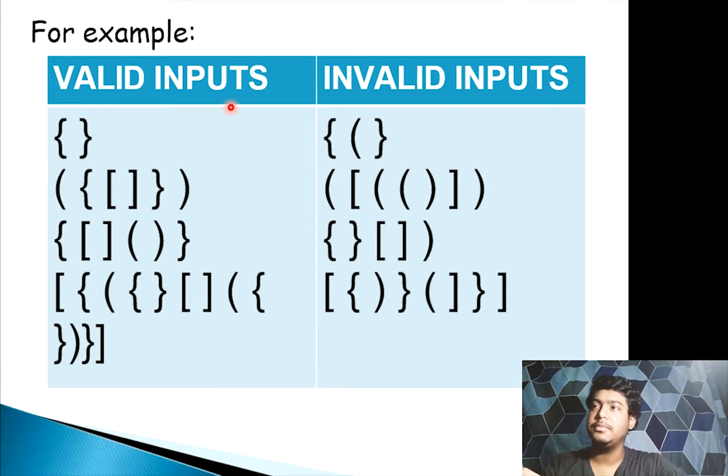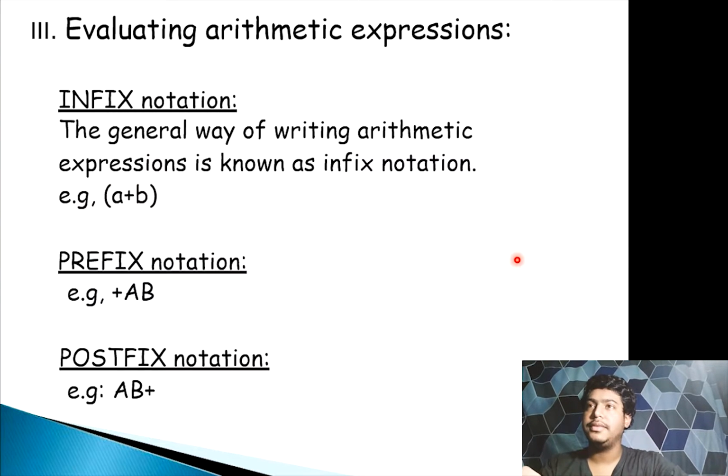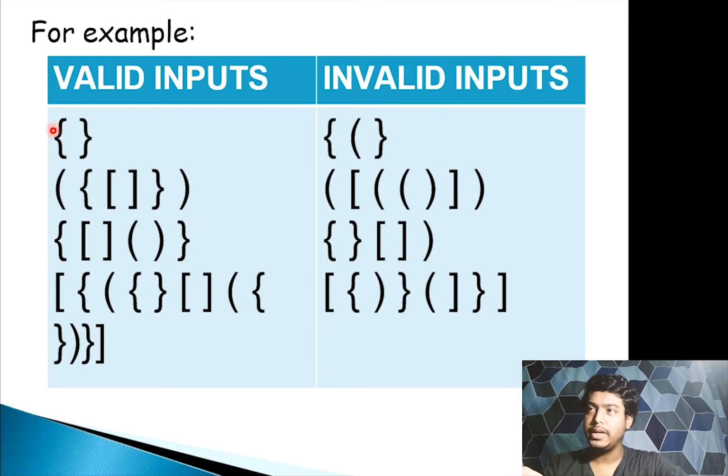So on this side we can see the valid inputs, and on the other side we can see the invalid inputs. So in this way we can push one element, and when we pop out, we see whether the reverse of the thing is present or not. So this thing could be done by stack operation.